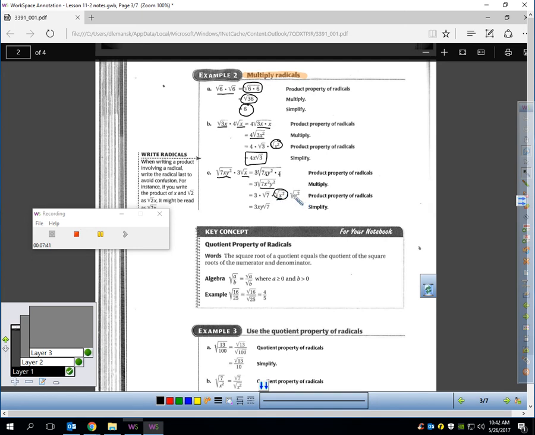And these can simplify because the square root of x squared is x. The square root of y squared is y. And then this is 3xy radical 7. I just simplified it.